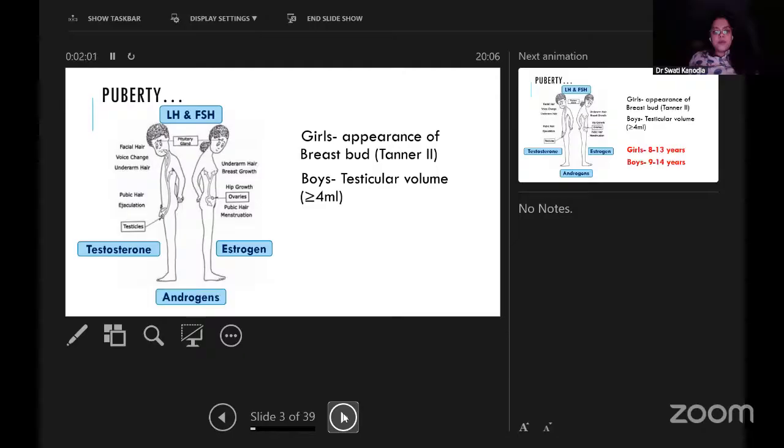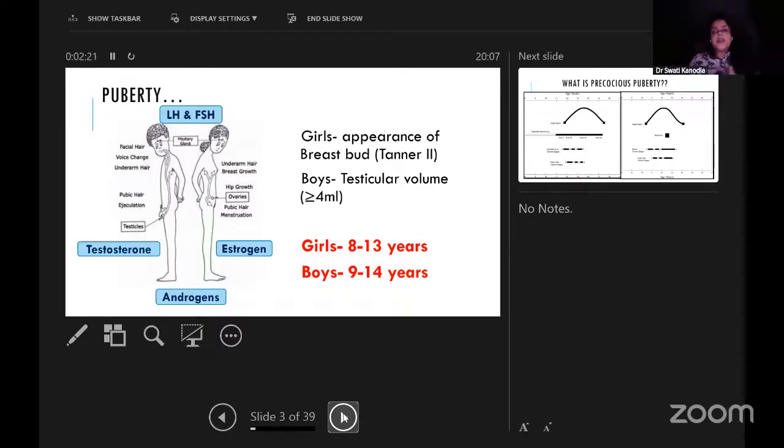And the adrenal glands are responsible for the pubic hair, the body odor, acne, those things. So we call them peripheral signs of puberty. And the age that is determined, the normal age of starting of puberty in girls is 8 to 13 years, and in boys, it is 9 to 14 years. Although the paradigm is shifting now, because we are seeing more and more girls starting their puberty between 6 to 8 years of age these days. So although the official definition is this, probably the definition is going to change soon. But right now, this is the definition we take.